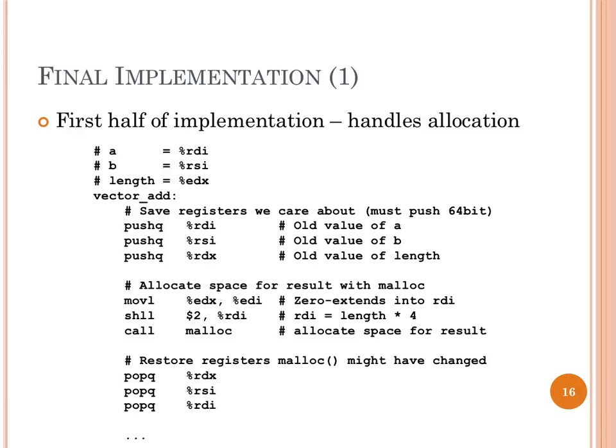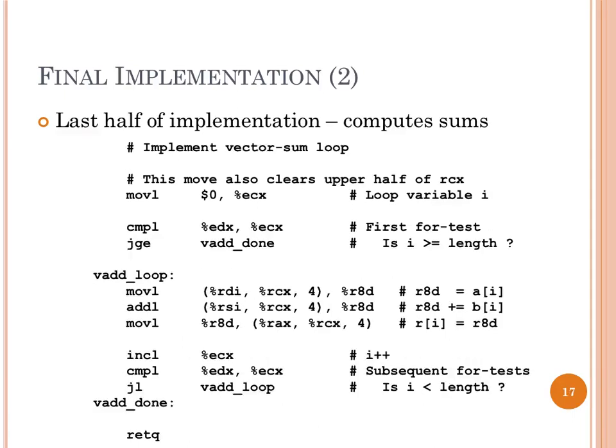So we end up with our implementation like this. Notice the first part of it, all we really do, since malloc is the only thing that demolishes registers we might care about, we save our register values before invoking malloc. We invoke malloc, we pop those registers, and then we do our vector sum loop. Okay? Are there any questions?